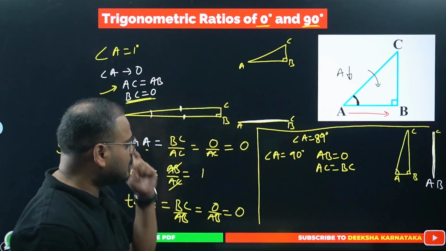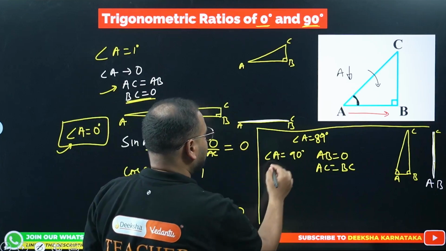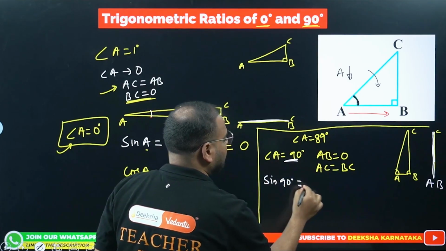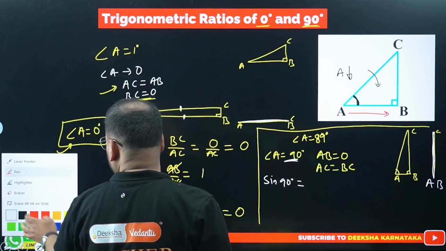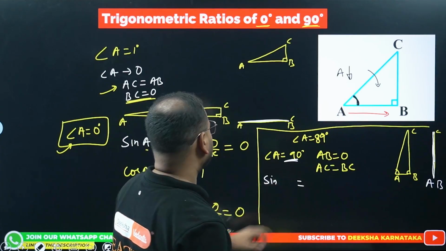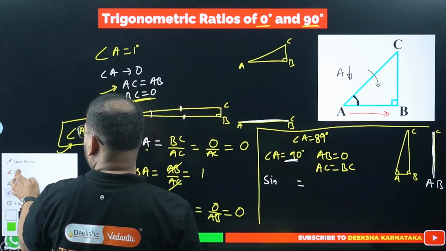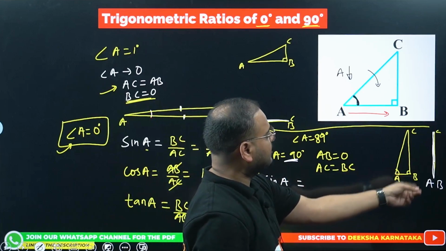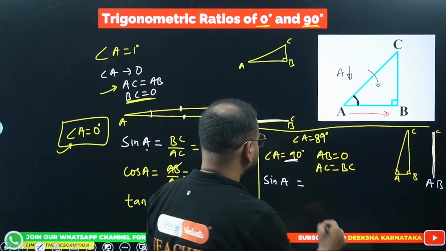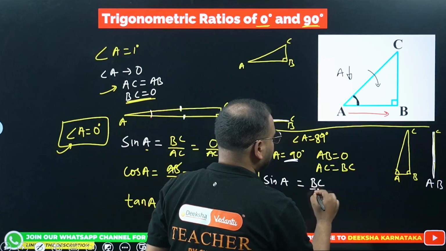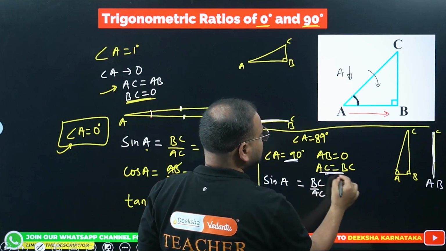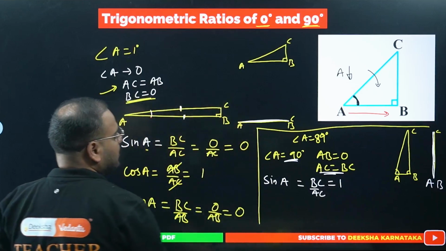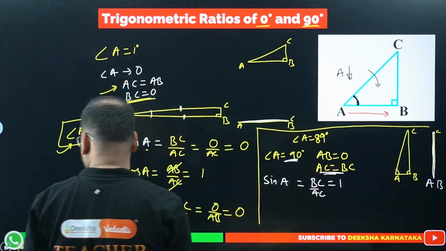Hope it's visible now. So if you have to write sine, cos and tan quickly for angle A when it is 90 degree, let's write it as angle A only, because we can use the ratios now. Sine angle A will be what? For angle A, sine is BC by AC. I said BC and AC are becoming equal, so they cancel each other. Value will be 1.